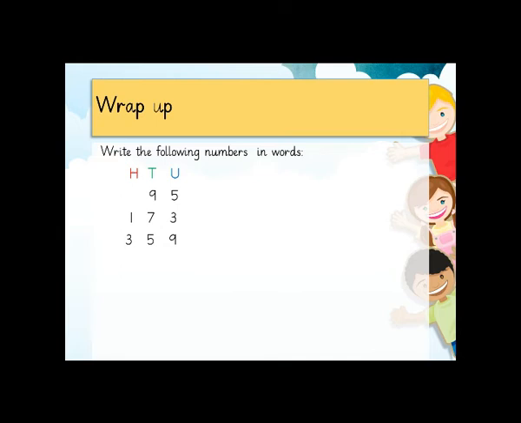Coming towards the wrap up of the lesson, write the following numbers in words. The numbers given are 95, 173, 359. You can find that the place value is also identified at the top. This will help you to write the given numbers in words. Coming towards the answers, 95. A hyphen comes within. 173. 359. Spellings need to be correct, and a hyphen comes within 73 and 59 as well.